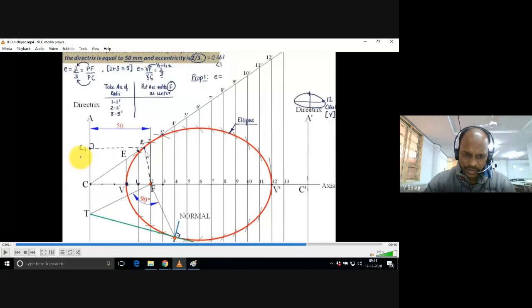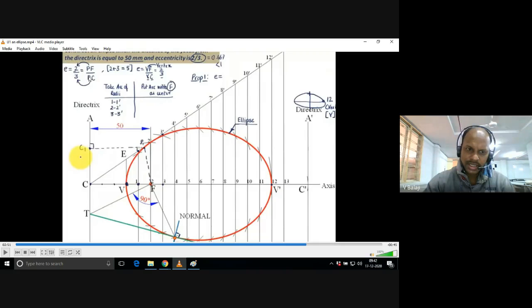Here I have taken a point P somewhere here. Are you able to observe my screen or not? Please tell me if there is any problem. There is a point P on this ellipse. Join that point P to F. These dotted lines I am showing you here. This is the numerator, 2 units. And from P you draw one horizontal line.